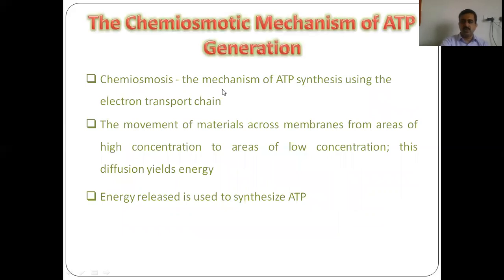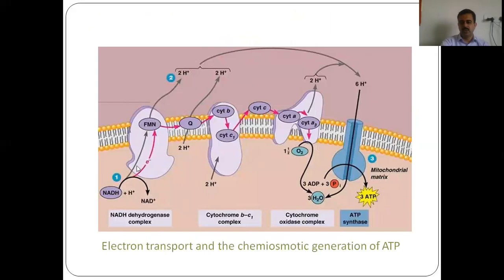Chemiosmosis is the mechanism of ATP synthesis using the electron transport chain. The movement of material across membranes from areas of higher concentration to areas of lower concentration, this diffusion, yields energy. The energy release is used for the synthesis of ATP. So this is how the model works. See here, inside the cell is the mitochondrial matrix, and from here the formation of ATP molecules takes place, and this is the inner membrane in which these high energy compounds are present, wherein oxidation reduction reactions take place. The final acceptor is oxygen, a water molecule is released, and 3 ATP molecules are generated.